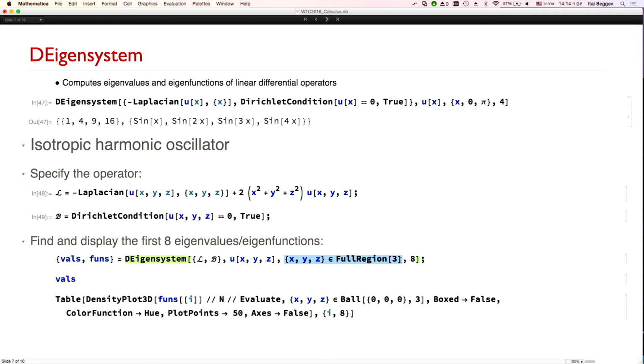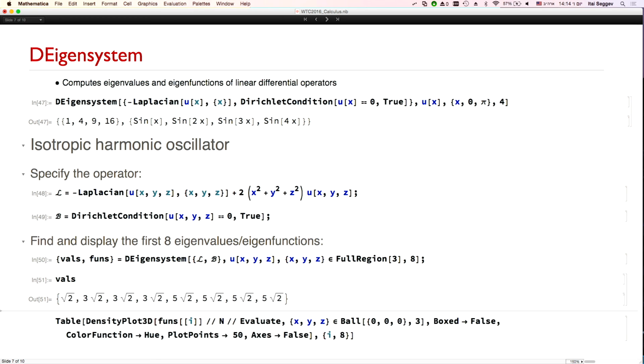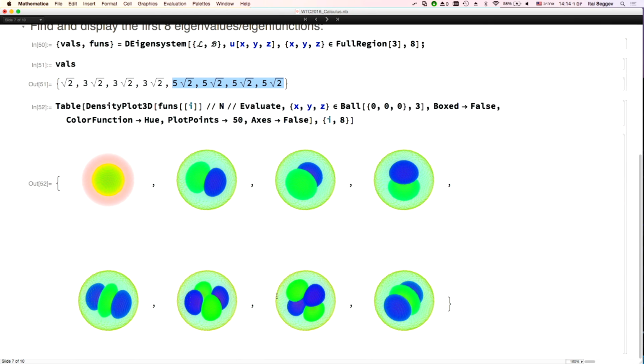So that means we solve this over all of our 3, and we get, so this is a system for which we asked for the first 8 eigenvalues and eigenfunctions. And this is a system with some degeneracy. So there's a unique ground state, but then there are 3 eigenstates at the second energy level, basically 1 along each axis. And then there are 5 at the next level, and so on.